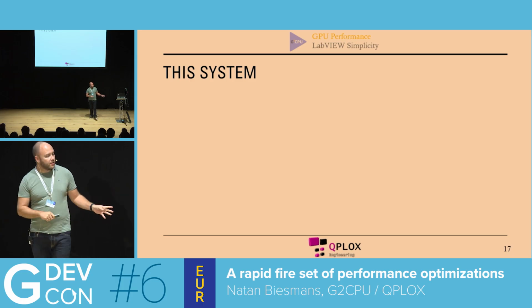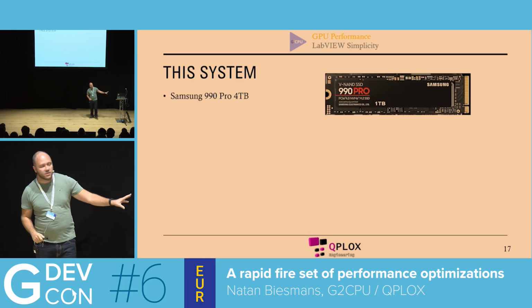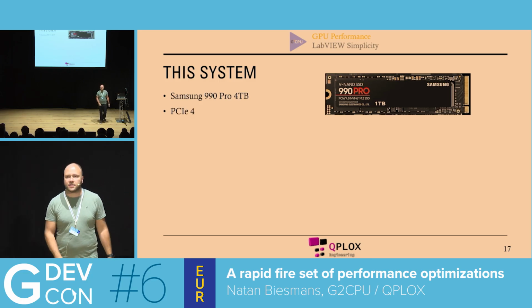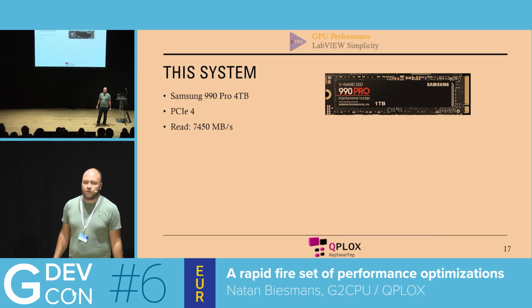So before we continue, first of all, let's consider this system. This is where the benchmarks that we're going to see have been taken on. This system, that's a 990 Pro, PCIe Gen 4.